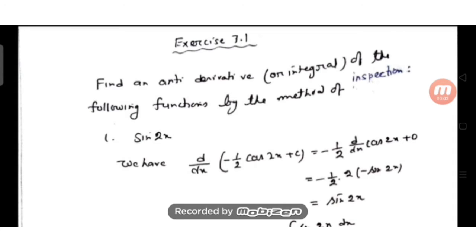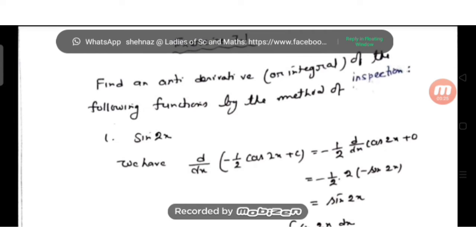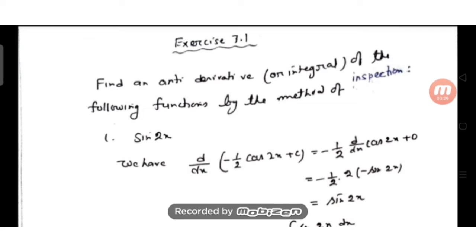Hello student. In my last class we derived and gave you a few formulas of integration. Today we will start Exercise 7.1. In this chapter we will do a few questions by the method of inspection and the rest by using the standard formulas. That means how to use the standard formulas is what we will first try to clear in this exercise.